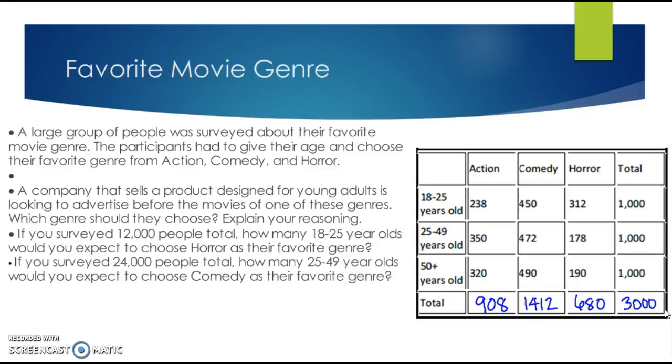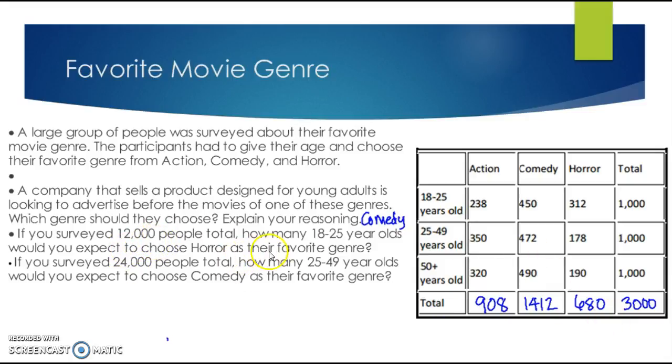Right, so for our first question, we've got a company that sells a product designed for young adults and is looking to advertise before the movies of one of these genres. Which genre should they choose? If they're trying to sell a product for young adults, that would be probably the 18 to 25-year-olds. And out of the 18 to 25-year-olds, the one that is the highest is comedy. So I would say choose comedy because that's the biggest percentage of the total of that age range, the 18 to 25-year-olds.